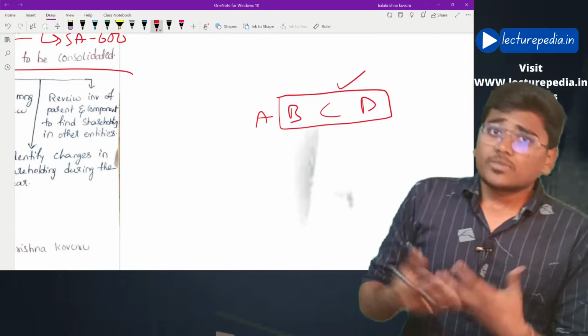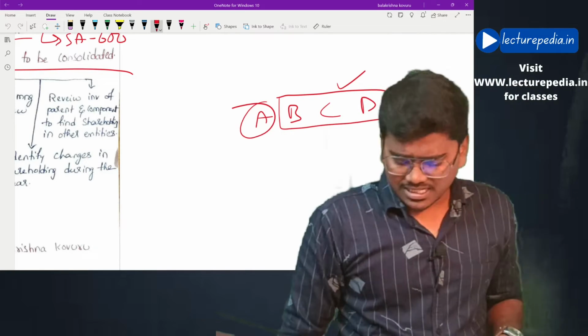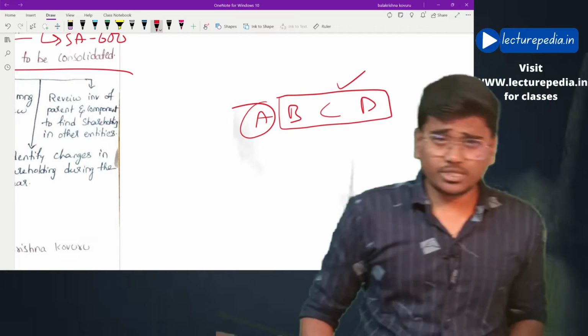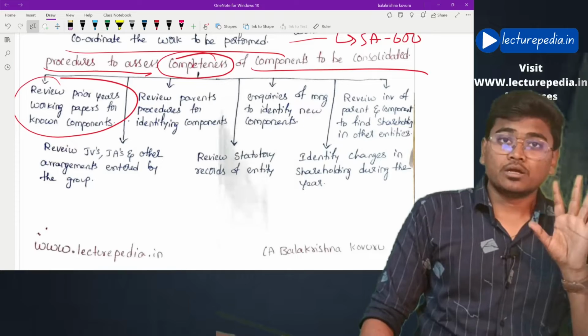Why? So he can inquire with the management. Management might say that during the current year we have sold the subsidiary or we have lost control, like this. The reasons will be given by the management. This is one of the procedures that the auditor can perform.